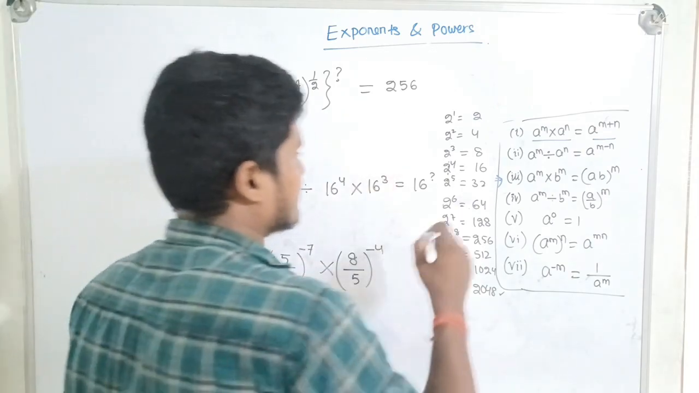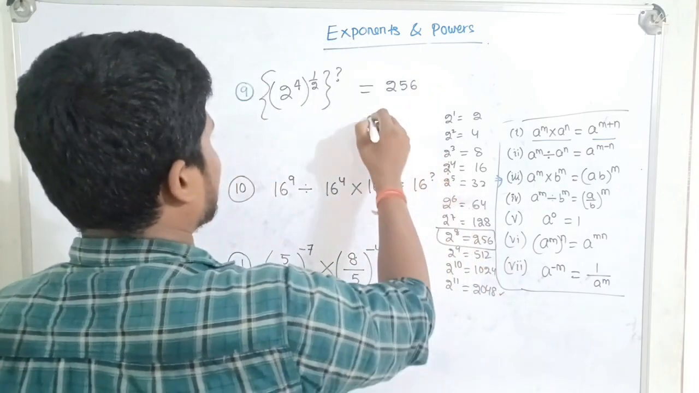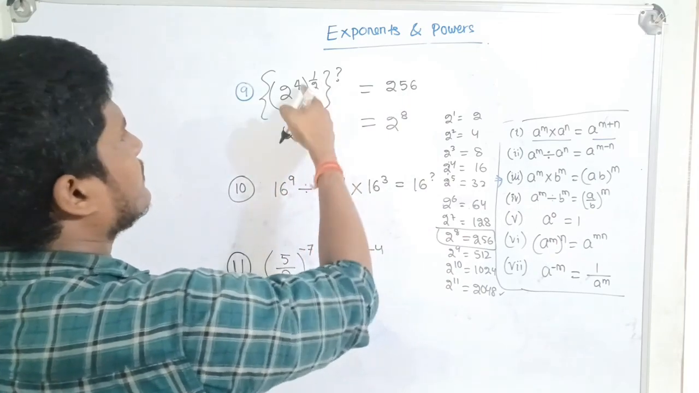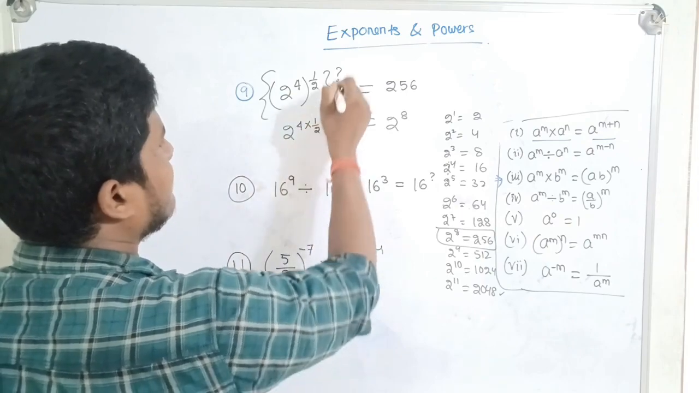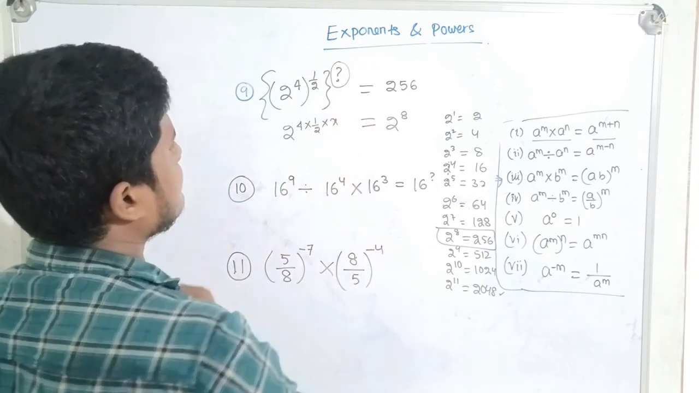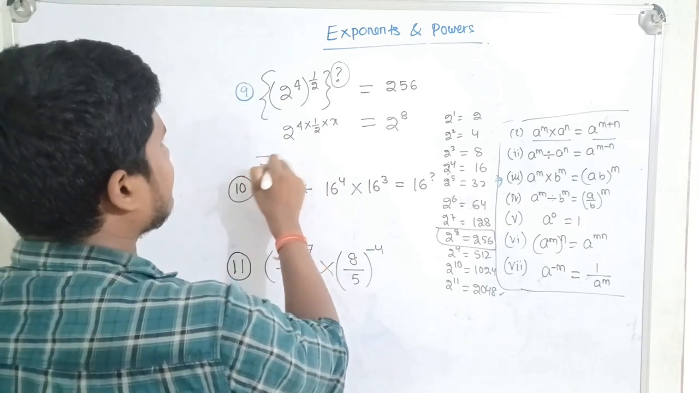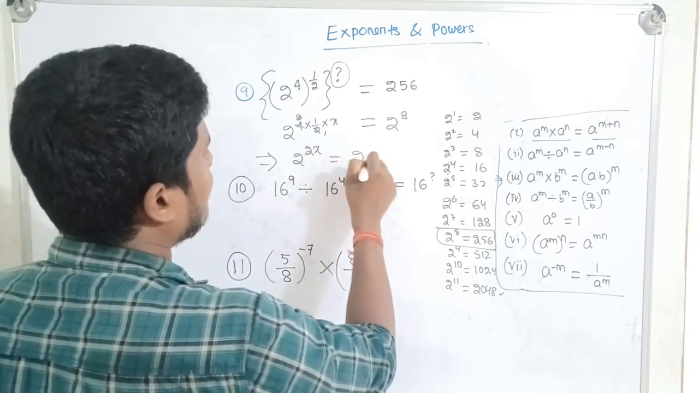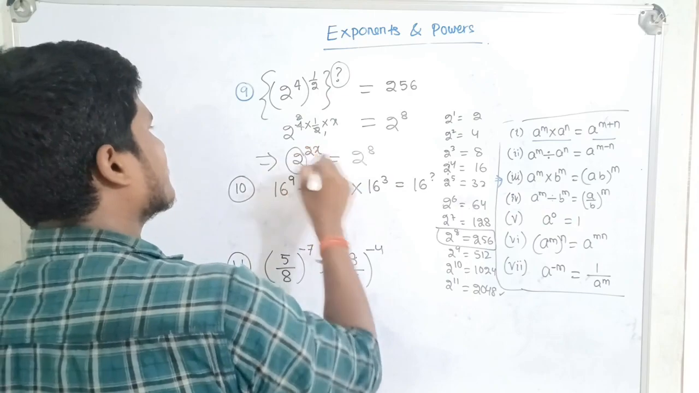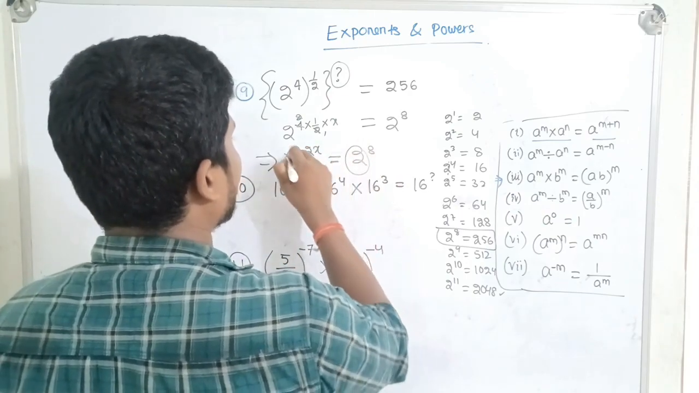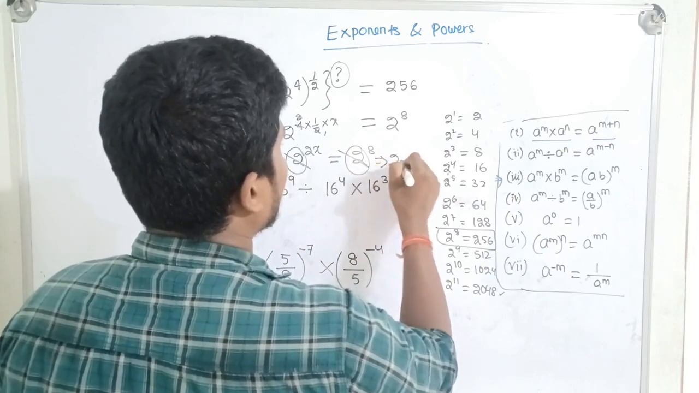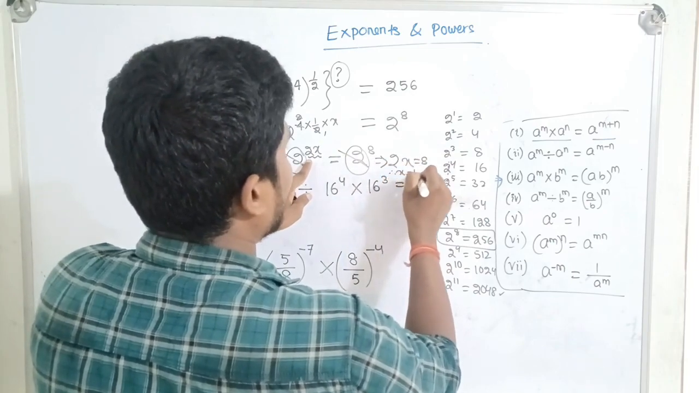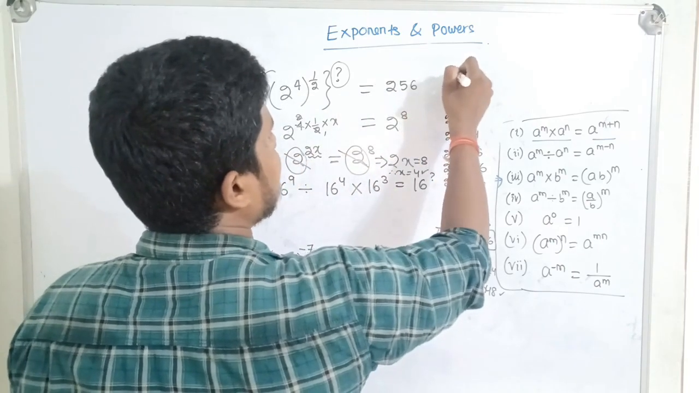So here we got 256. We can write this number as 2 to the power 8. Here 2 to the power 4, all to the power 1 by 2, means the powers are multiplied, and the question mark is x. Just calculate: 2 times 1 by 2, the 2s cancel out in the power. 2 to the power 2x is equal to 2 to the power 8. Look at this, these two bases are equal, so just cancel the 2s. That implies 2x is equal to 8. Therefore x is equal to 4. This question's answer is x equal to 4.